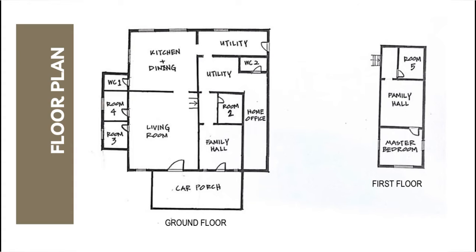This is the floor plan of my house. It is basically a two-story house, consisting of 5 bedrooms, a living room, 2 living halls, a home office, and also the kitchen. My house actually has 2 main entrances. Usually the guests from outside will enter the house through the living room, and the close relatives will usually go to the family hall. There is also a home office where my father usually does his work.